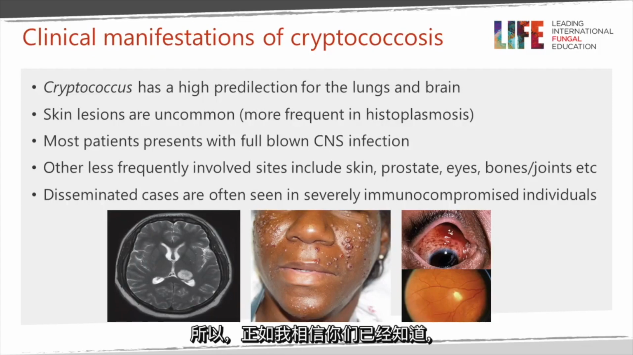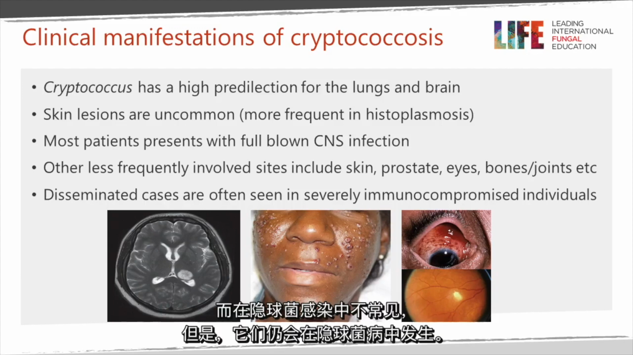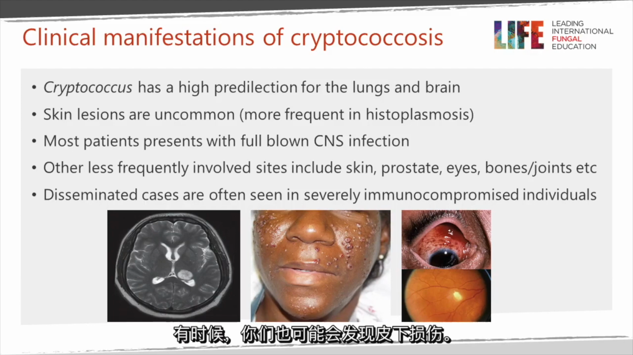So as I'm sure you know, cryptococcal disease particularly affects the lungs and brain. The organism is breathed in and then may disseminate to multiple organs, but cryptococcal meningitis is the most common manifestation. Sometimes you can have cryptococcal skin lesions as well, and these are actually more frequently found in histoplasmosis or talaromycosis than cryptococcus infection, but they do occur in cryptococcal disease, and sometimes you have subcutaneous lesions.